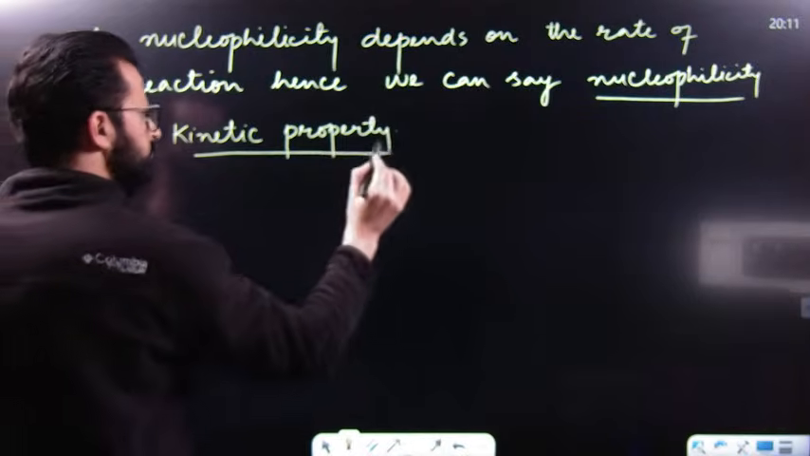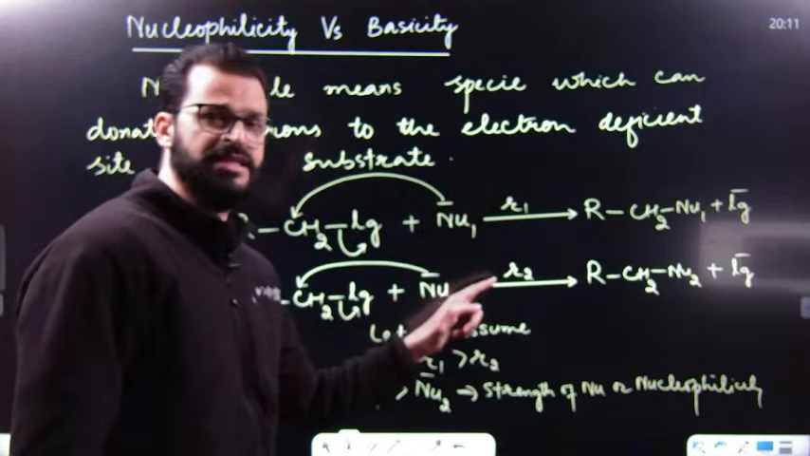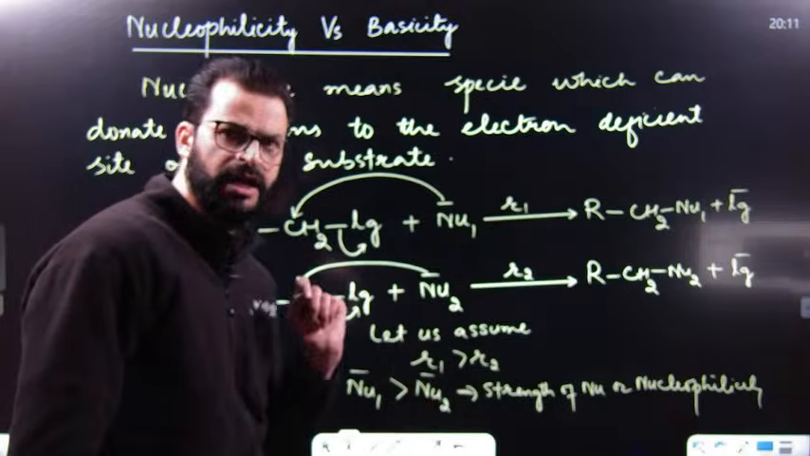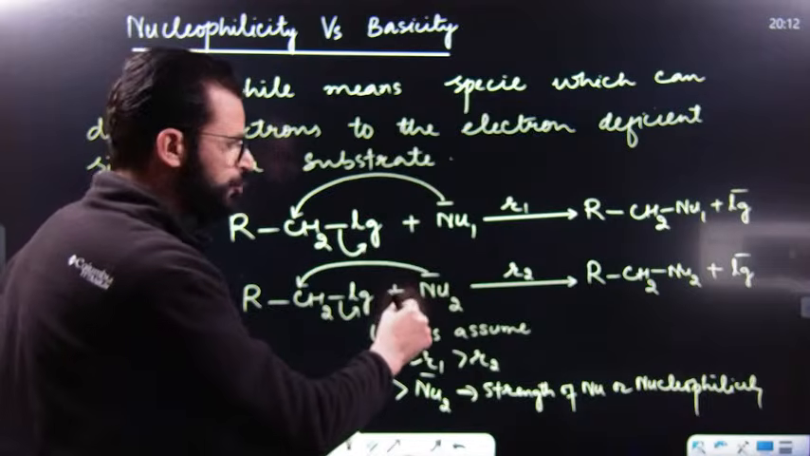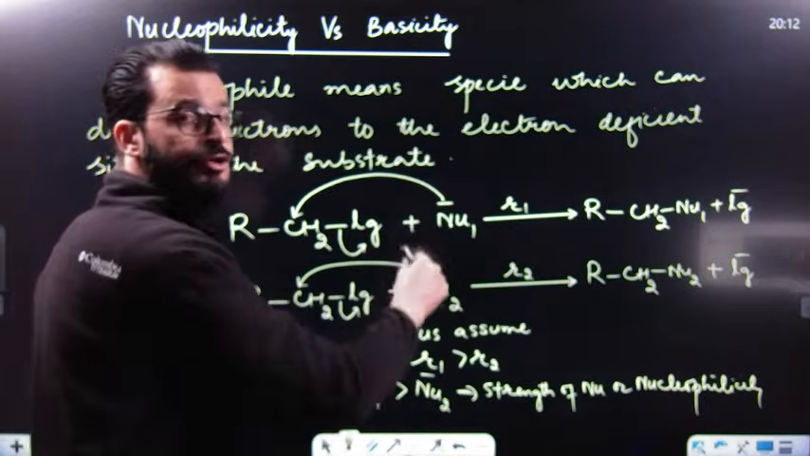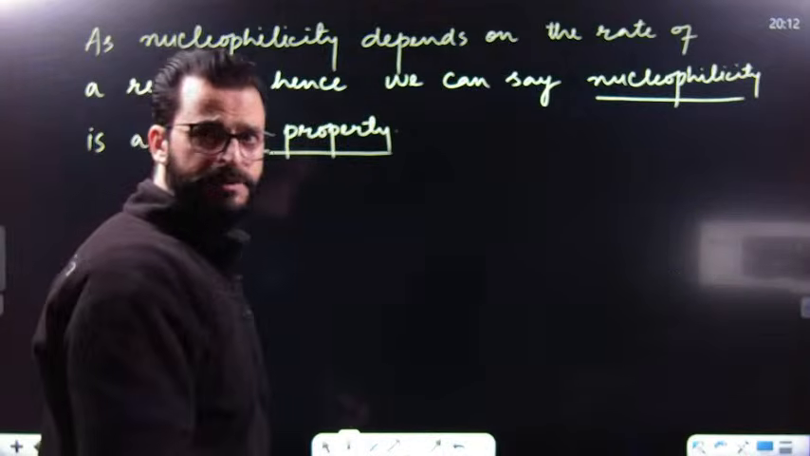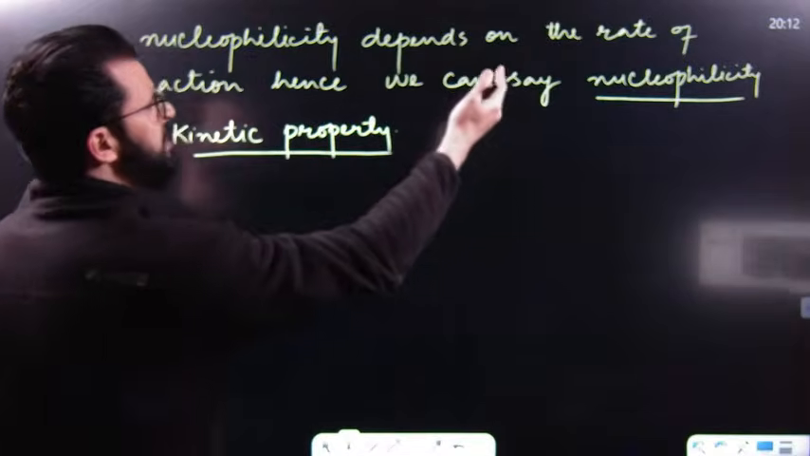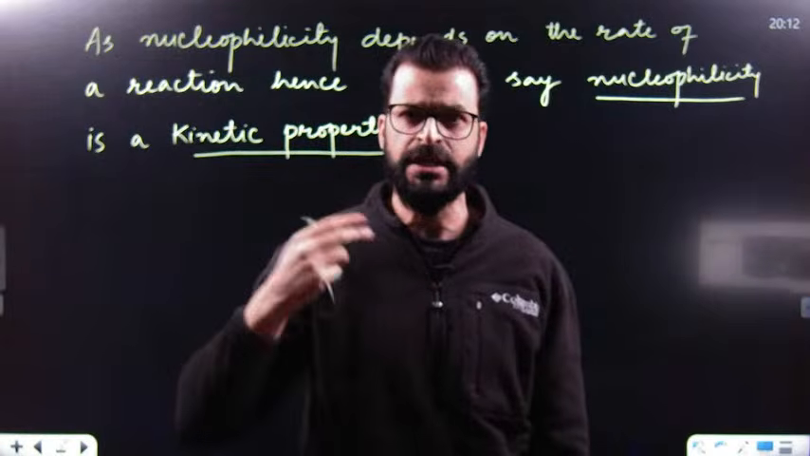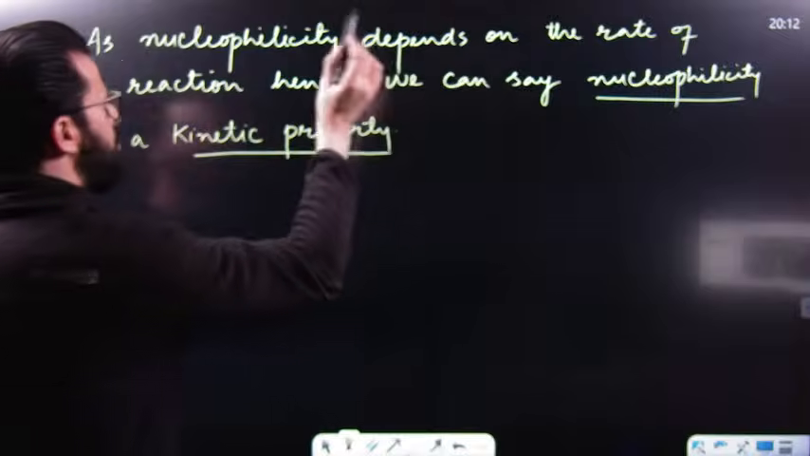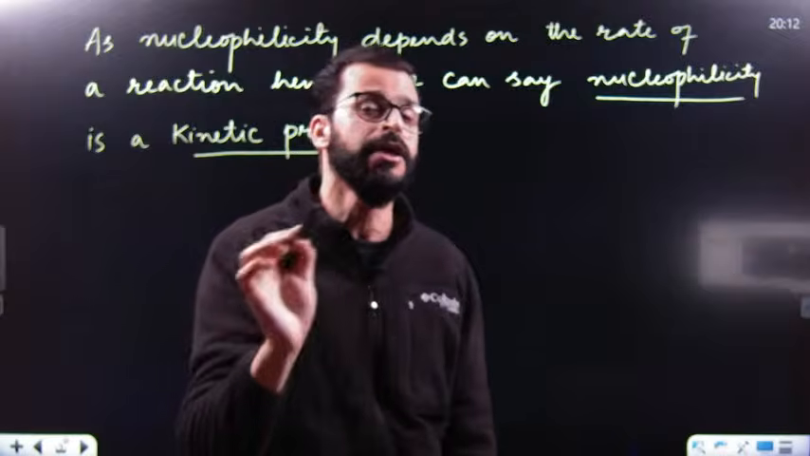Now have a look. We assume that this rate R1 is greater than R2. After this assumption, we can say that Nu1 is a stronger nucleophile than Nu2. That clearly indicates the strength of nucleophile, or nucleophilicity, is rate dependent, and any species property which is dependent on rate, like nucleophilicity, we simply call that property a kinetic property.